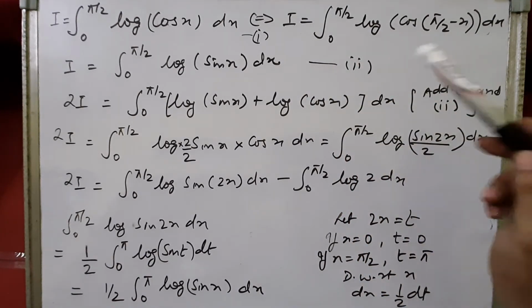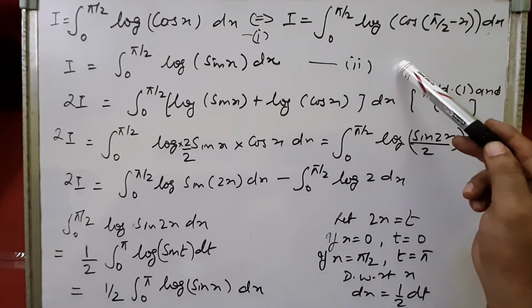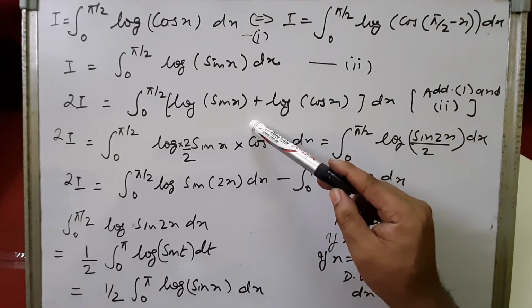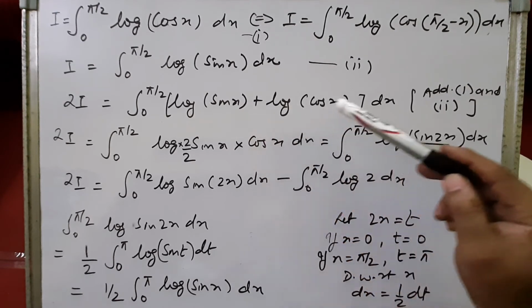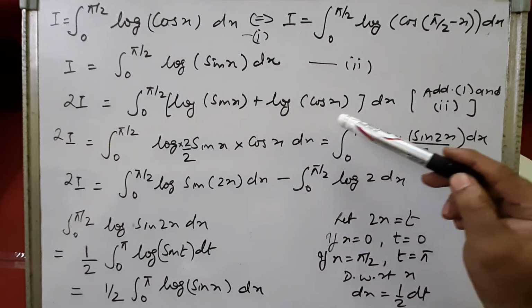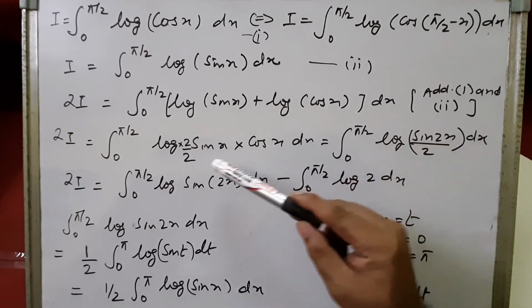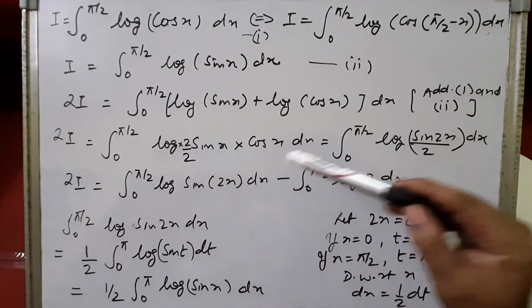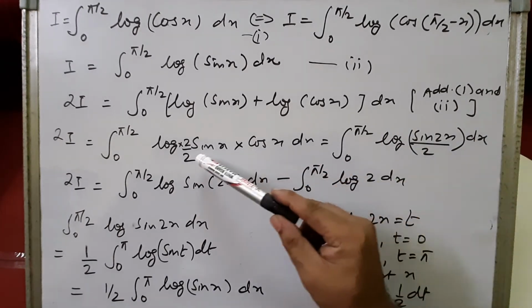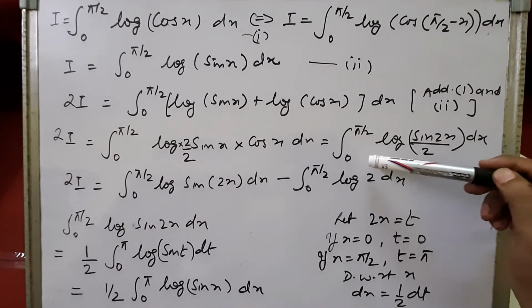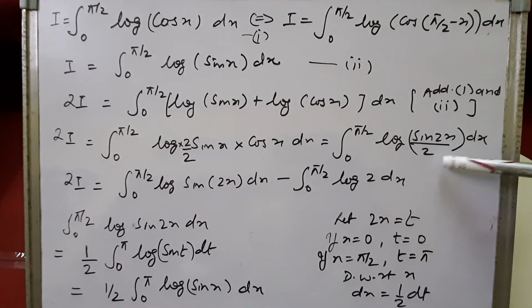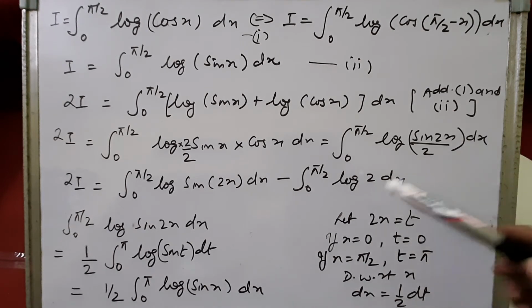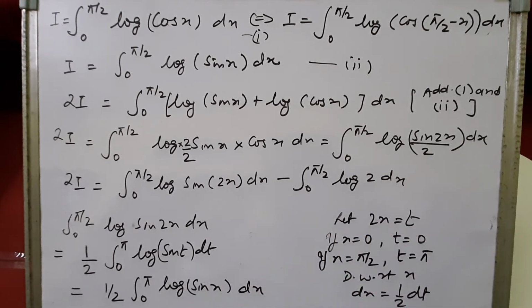Alright children. So suppose this is the first condition, this is the second condition. Adding 1 and 2, we'll get the value of 2I as the integral from 0 to pi by 2 of (log sin x plus log cos x) dx. Now log m plus log n becomes log m into n. So log (sin x into cos x) dx. Applying 2 in the numerator and 2 in the denominator, 2 sin x cos x will become sin 2x. So it will be the integral from 0 to pi by 2 of log (sin 2x upon 2) dx. Now log m upon n is log m minus log n. So it is the integral from 0 to pi by 2 of log sin 2x dx minus the integral from 0 to pi by 2 of log 2 dx.